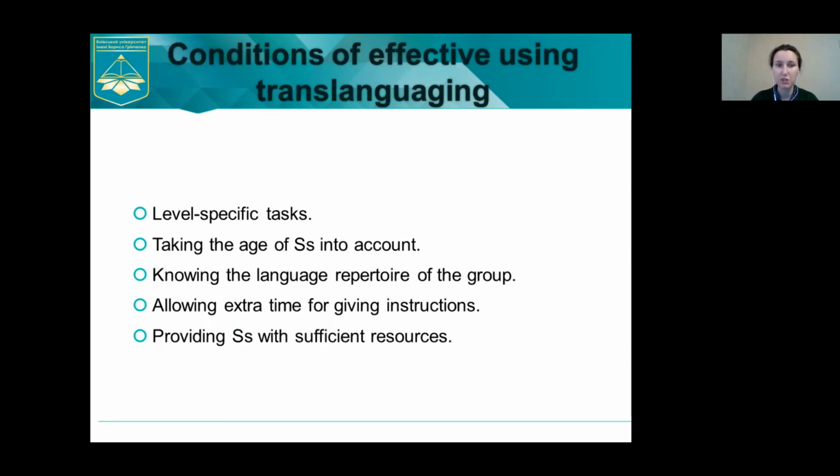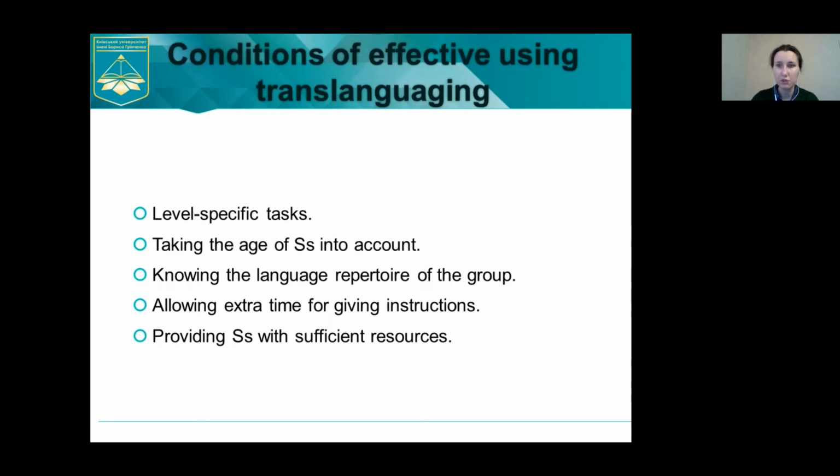And also the next condition is providing students with sufficient resources. So knowing the language repertoire of our students is one point, and the next point is providing these resources in these languages. So if we are talking about the text, this text should be in different languages, and it should be proofread by those who are natives in this language, or it should be taken from the native speakers' resources. And also those resources should cover the instructions we give and some materials we provide to students.